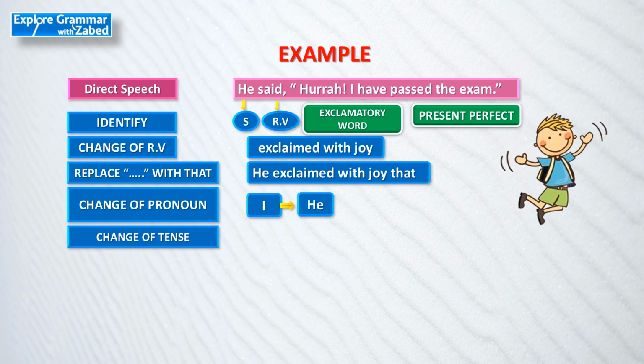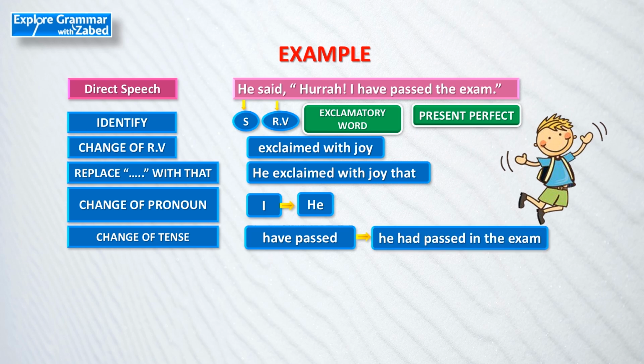Step 5 is the change of tense. Here, present perfect gets converted to past perfect. So, have passed will become had passed. The sentence becomes like he had passed in the exam.